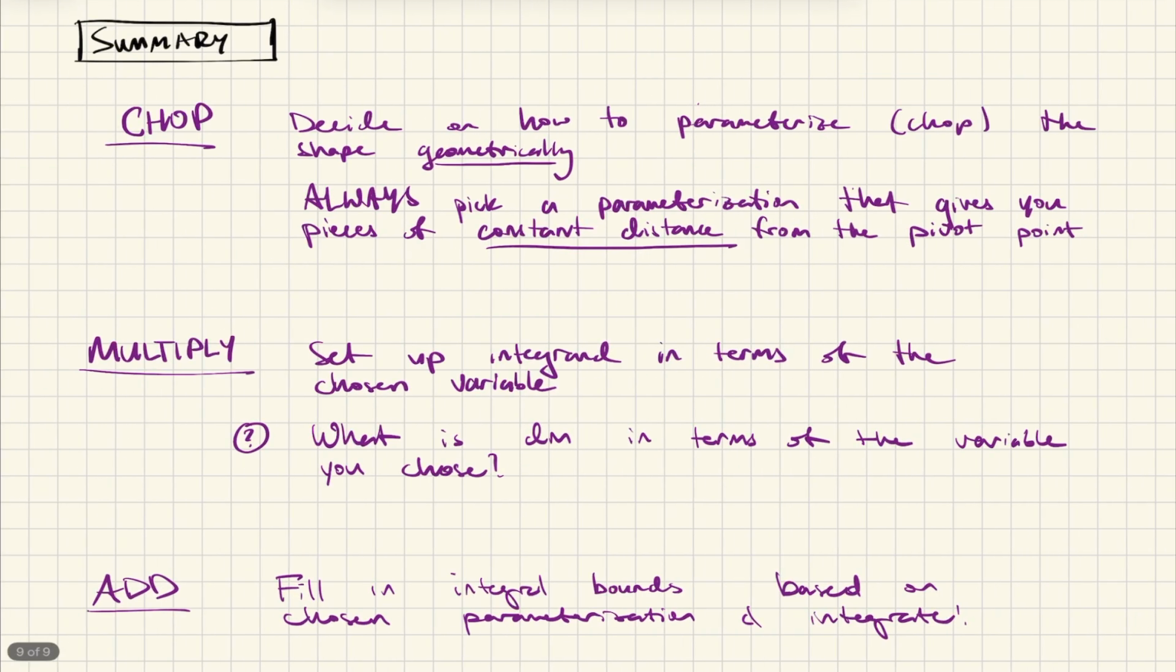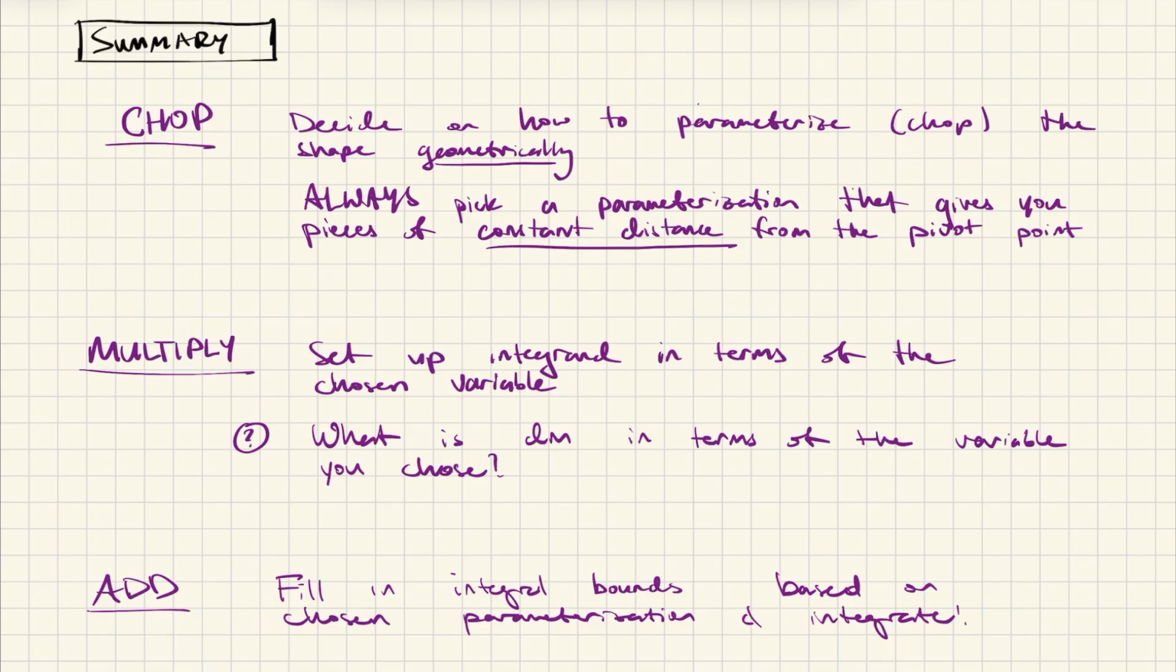Okay, so let's go right to the summary, and we can call it a video. The goal of computing a moment of inertia is taking a shape and trying to figure out how hard it is to rotate. The way that we're going to do this is by decomposing the object and computing the moments of inertia for all the little bits that make up that object, and then adding all those up. So that's what chop, multiply, add means.